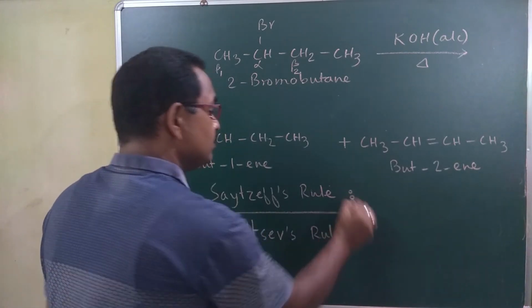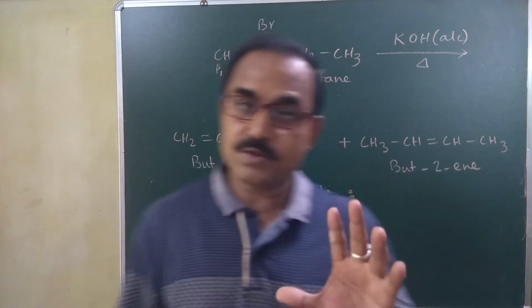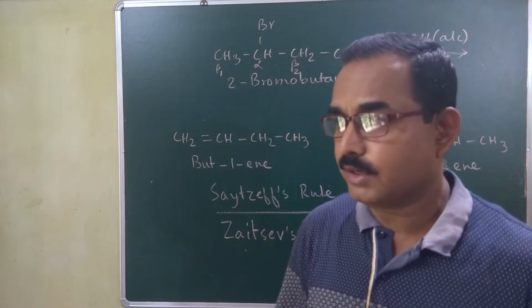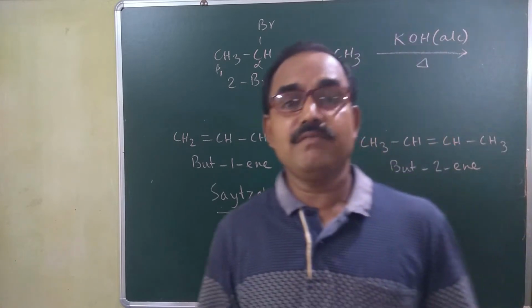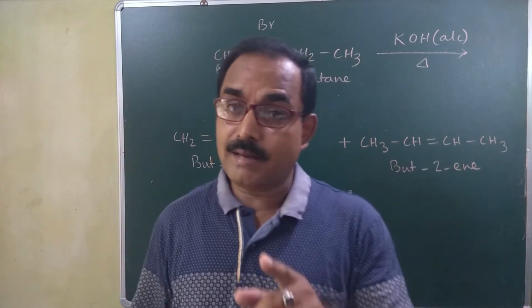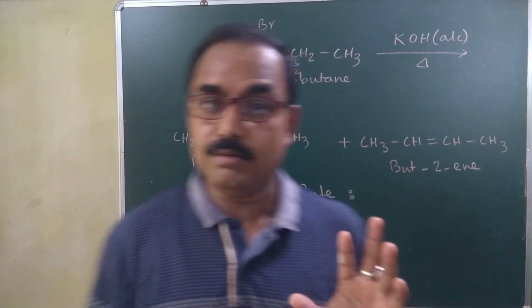According to this rule, when there is possibility of getting more than one alkene in an elimination reaction, then that alkene will be formed in greater amount, which will have higher number of alkyl substitution.